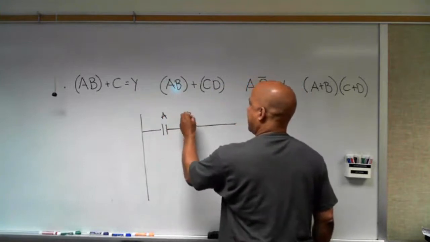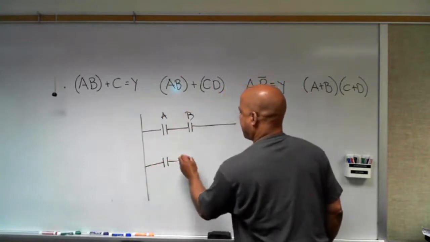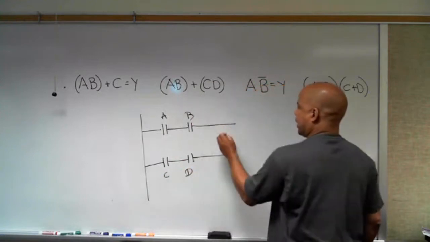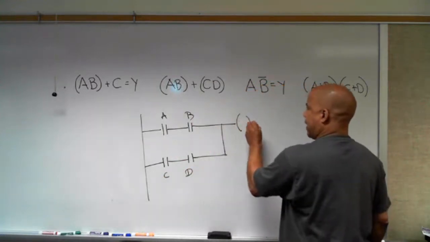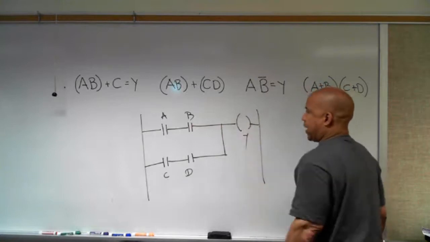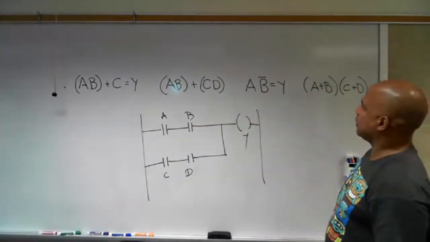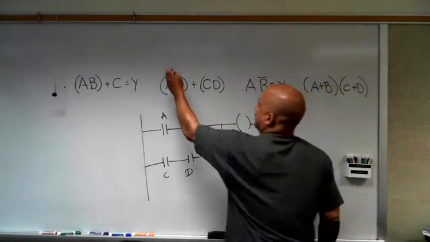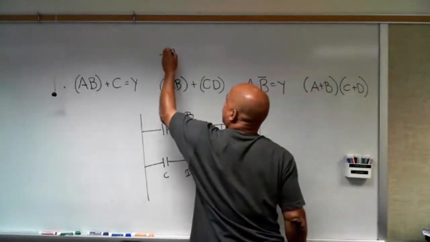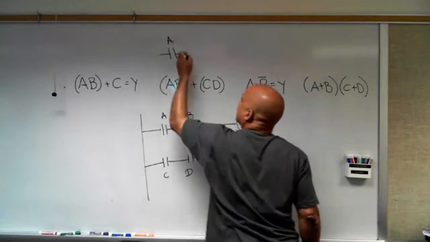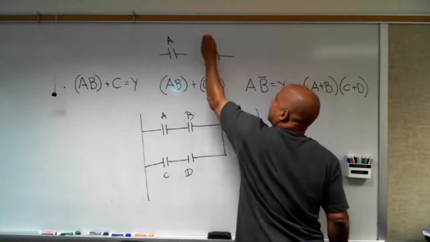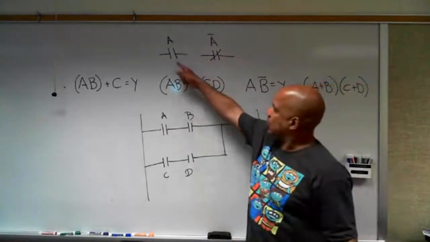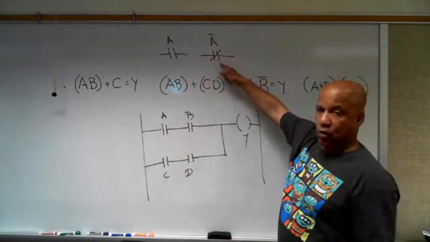A, B, and two more in series, C, D, and they're ORed together. My output is Y. The way we're going to implement a NOT is with this normally open contact. If that's A, I'll show A NOT by putting a cross through it like that. That represents a normally open contact, and this represents a normally closed contact.